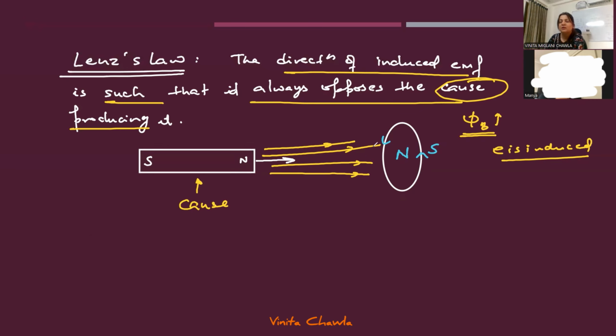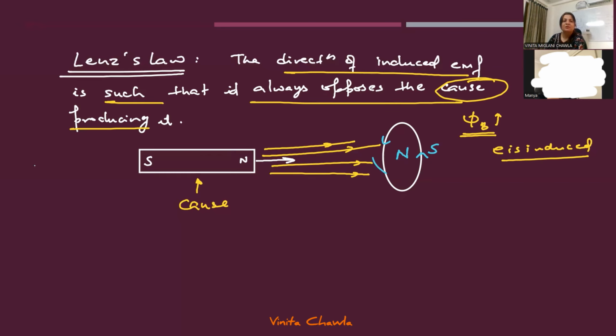So it is opposing the cause. Because of this movement, current is induced in this coil, right? And it is opposing that only. It is producing the current in this way so that we get the north pole, the same pole, here, so that this magnet doesn't move any further towards the coil. It will not move towards the coil because it is going to repel it.